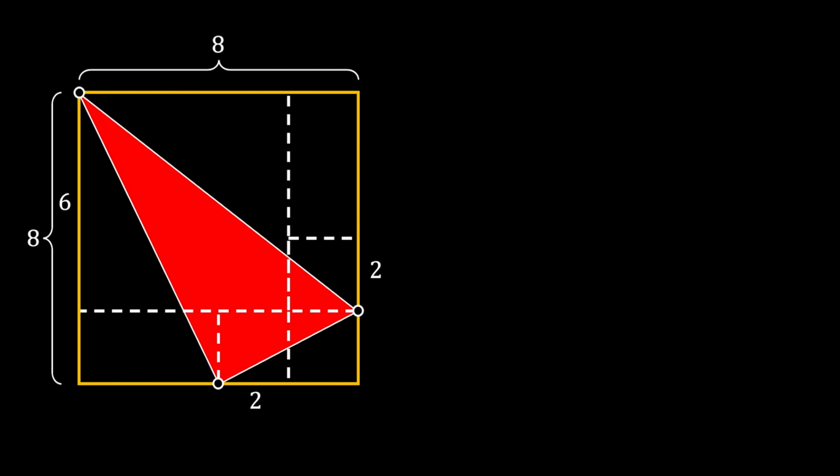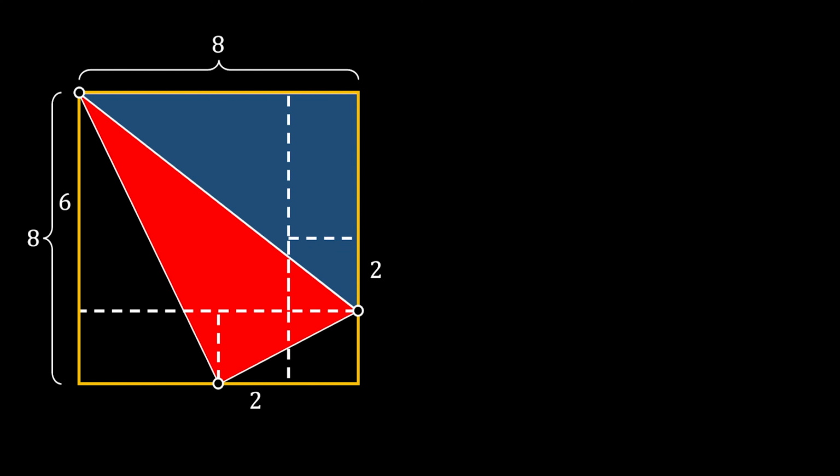First, you can notice that our yellow square contains the red triangle, but it also contains 3 right triangles. First will be this blue triangle, which has the length of 8, and the height will be equal to the length of the bigger square, so that is 6.